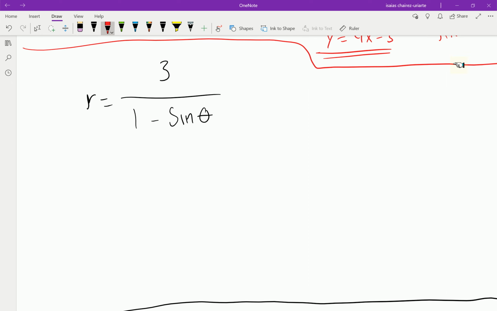Alright, so let's see. I'm going to begin by doing the same trick that I've done before in the other ones. I'm going to multiply both sides of this equation by 1 minus sine theta. And if I do that, I end up with this. Now let me distribute r.